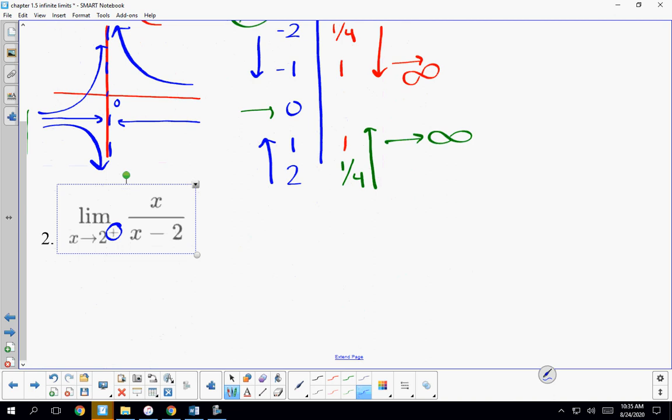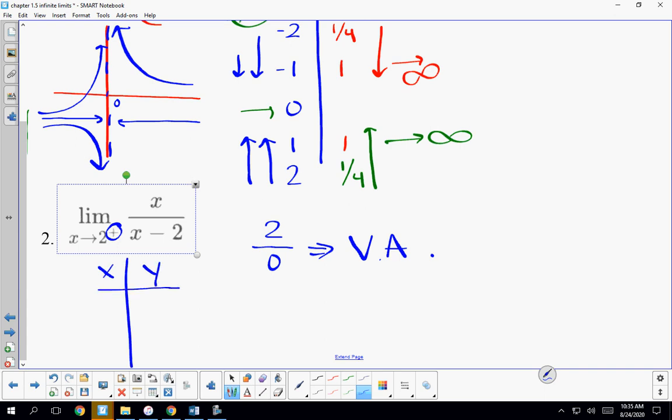If we look at our final example here, here we're approaching only from the right. So if we have to make a table, we don't have to check from the left and the right. We just have to check from the right. So when we plug this in, we do get 2 in the numerator, and we get 0 in the bottom, which means there is a vertical asymptote. So I know the limit is either infinity or negative infinity, but I need to figure out which one.